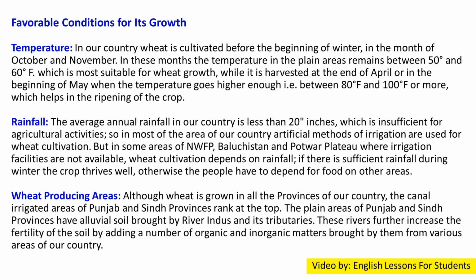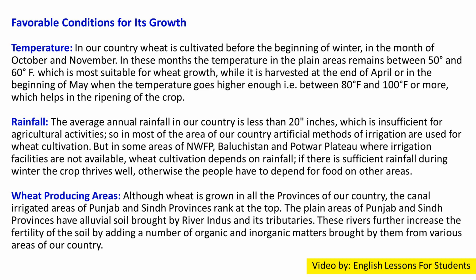Rainfall. The average annual rainfall in our country is less than 20 inches, which is insufficient for agricultural activities. So, in most of the area of our country, artificial methods of irrigation are used for wheat cultivation. But in some areas of NWFP, Balochistan and Potwar Plateau where irrigation facilities are not available, wheat cultivation depends on rainfall. If there is sufficient rainfall during winter, the crop thrives well. Otherwise, the people have to depend for food on other areas.